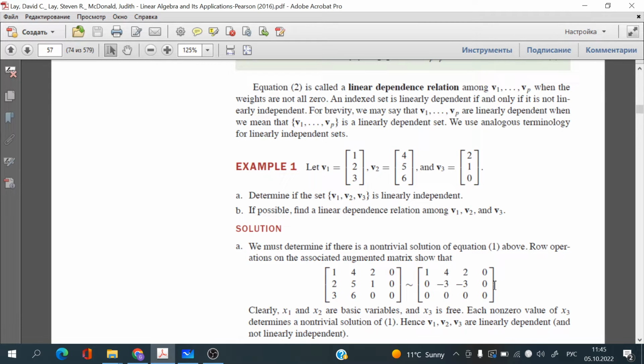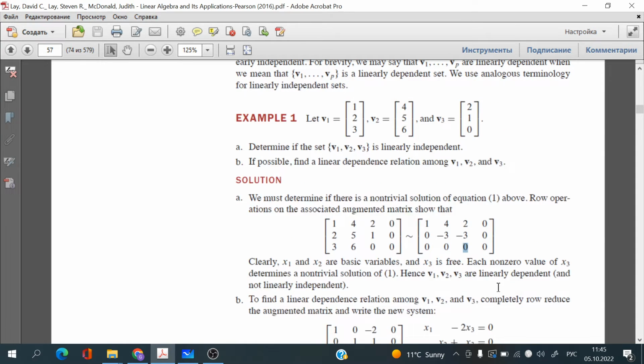Now, let's investigate. We have one pivot, two pivots, however, we don't have a pivot in the third column. What does it mean? It means that you have two basic variables, x1 and x2, and your x3 variable is going to be free. Each non-zero value of x3 determines a non-trivial solution of equation 1. Hence, our vectors v1, v2, v3 are linearly dependent and not linearly independent. Basically, if you have a free variable, it means dependence.